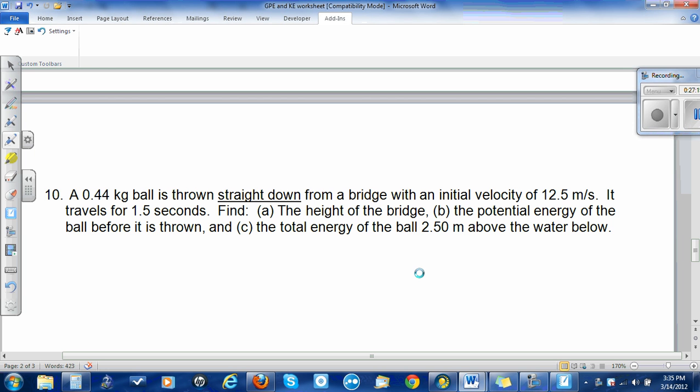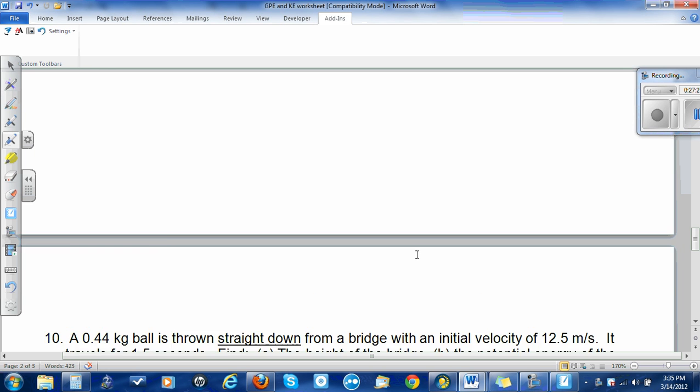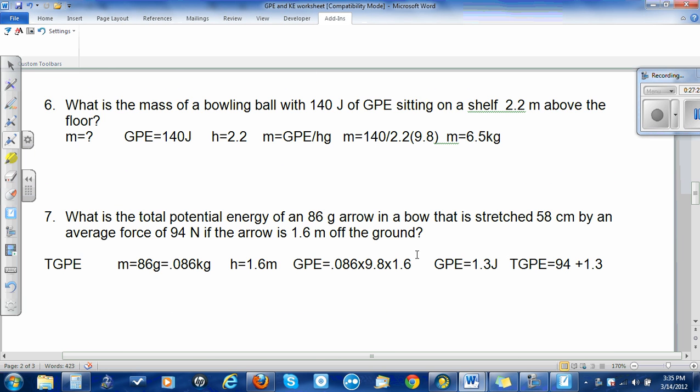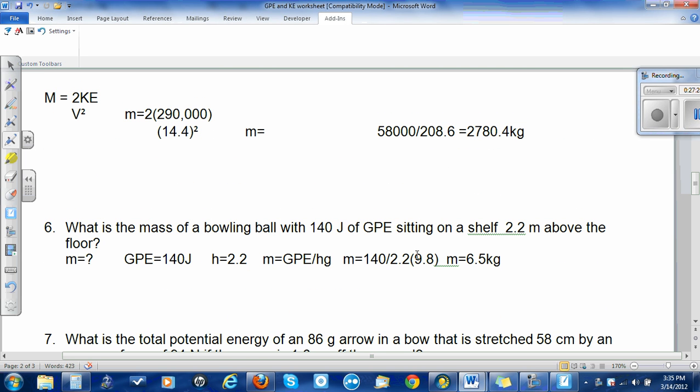So you should have enough there in problems 1 through 8. Again, if you're having trouble with this, you want more practice, just Google GPE. You can even Google GPE and KE problems. That's where I found this. And you should be able to go in and see how they solve them, and look for some examples of solving the problems, and you should have no trouble.